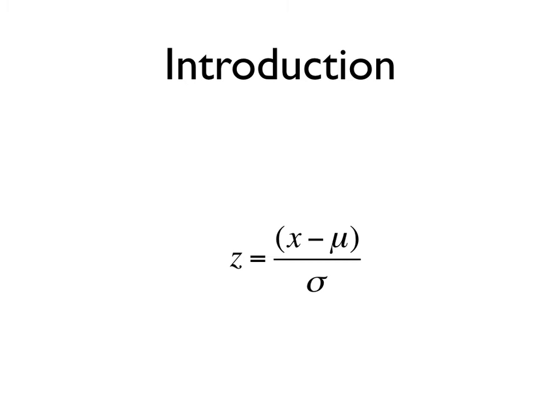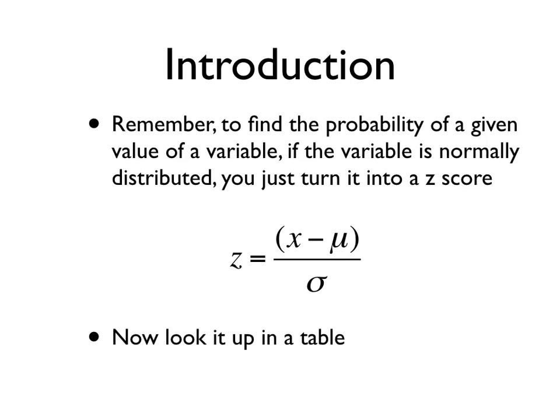To get the probability of a given score with a standard normal distribution, mean equals 0, standard deviation equals 1, you plug it into that formula. So to find the probability of a given value of a variable, if the variable is normally distributed, turn it into a z-score, and then you look it up. Right? We've done that before. I had a quick example last time.